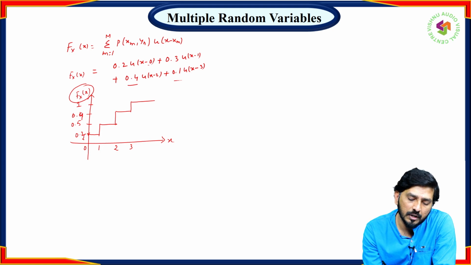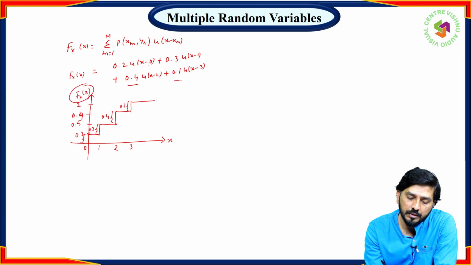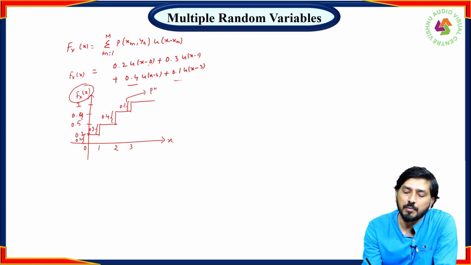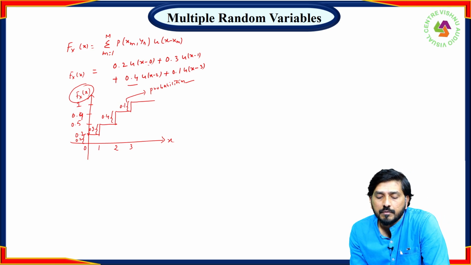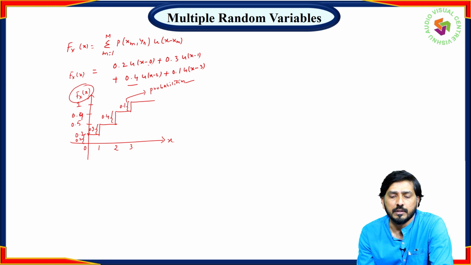The individual step size here is nothing but 0.1; the difference of these two is 0.4, the difference of these two is 0.3, and the difference of this one is 0.2. The individual step sizes give the corresponding probabilities. This is also clearly explained while discussing the single random variable case.